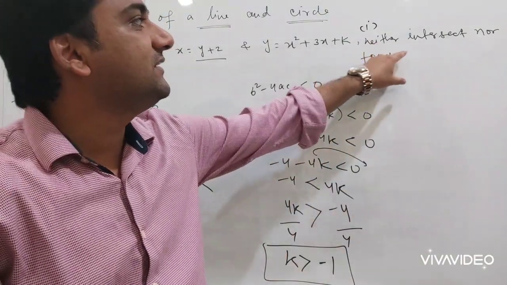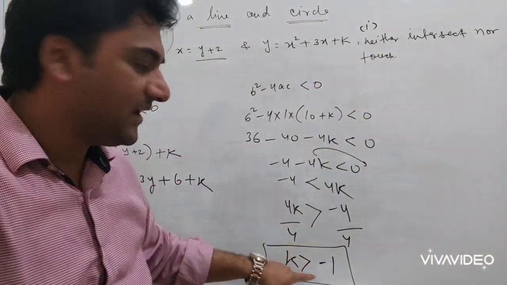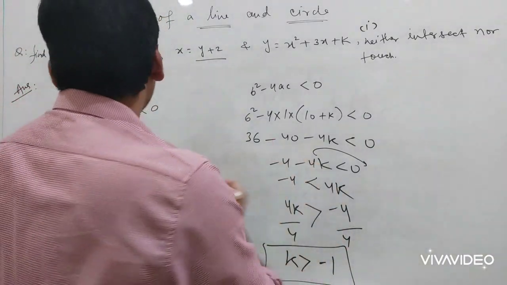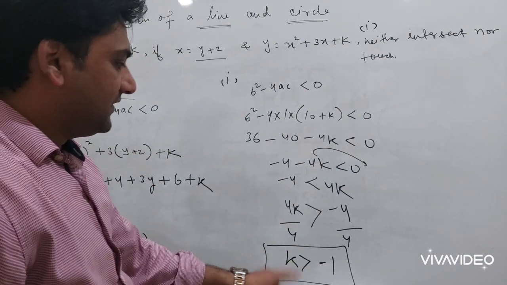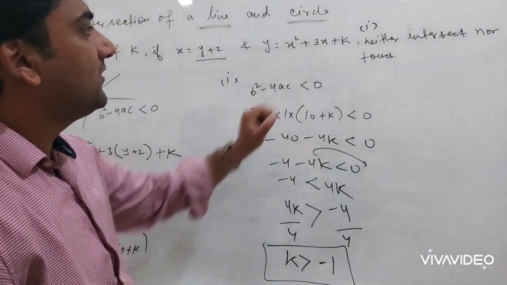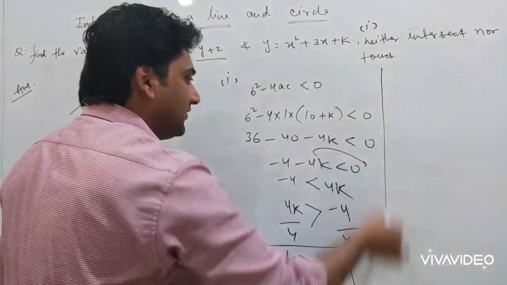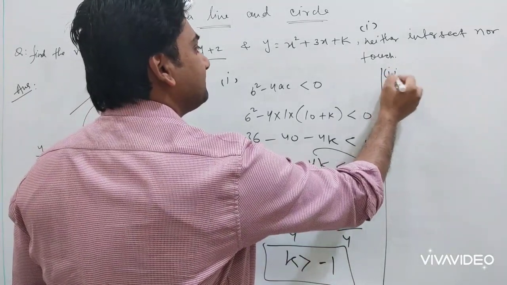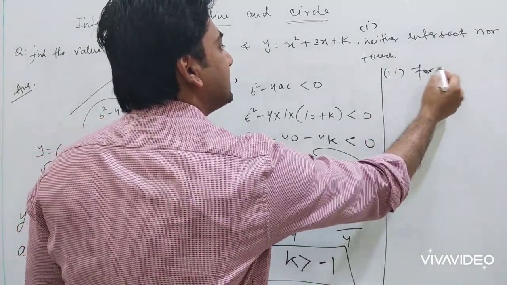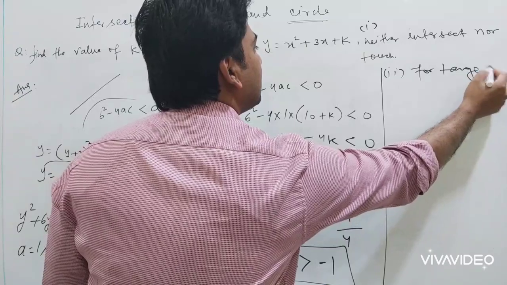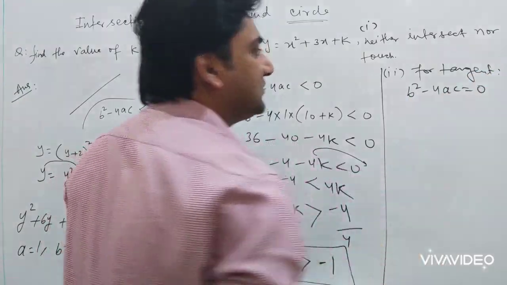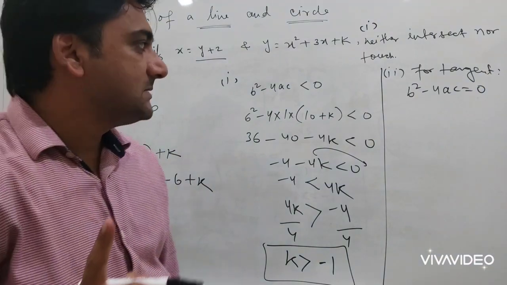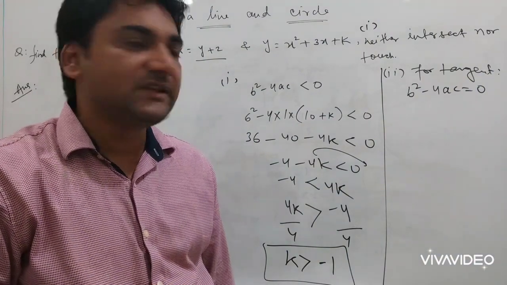First part is neither intersect nor touch. K greater than -1. This is my answer from here. K greater than -1 for neither touch nor intersect. Okay. Second question. For tangent. Okay. For tangent, we have b square minus 4ac equal to 0. Yes or no? For tangent, b square minus 4ac equal to 0.